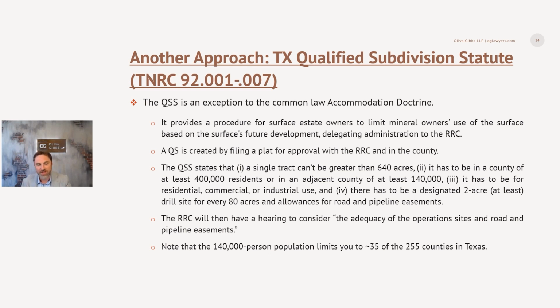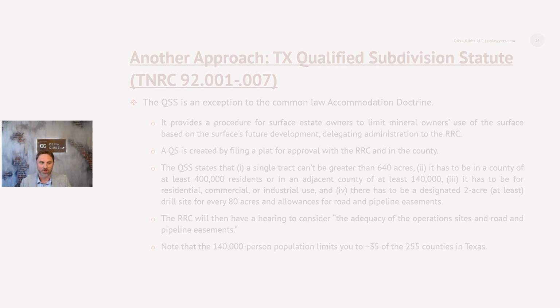Under the statute, the Railroad Commission will then have a hearing to determine the adequacy of the operations and everything else. And just note that based on at least the latest census, you're limited under this statute to about 35 of the 255 counties in Texas. They're mostly going to be surrounding places like Dallas, Fort Worth, Houston, San Antonio, Austin, some of the larger cities. And as you get more into the rural areas, the availability of this statute falls off quickly.